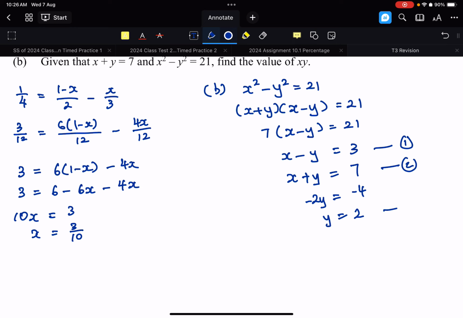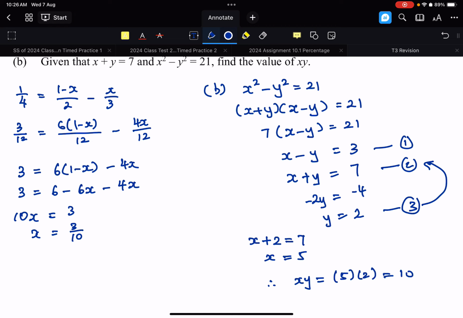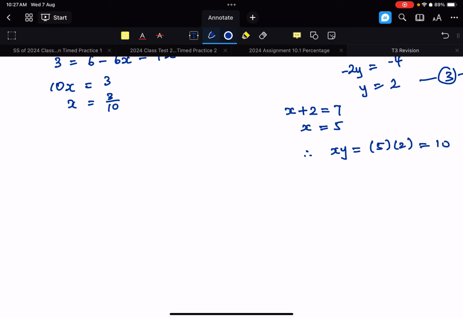From here, we call it 3. We take this, we put it back here, right? So we have x plus 2 equals 7. Therefore, x is equal to 5. So therefore, xy equals 5 times 2 equals 10. Well, that's one way to do it. Of course, there's another way. We have already seen it in our previous revision. Okay, continuing.